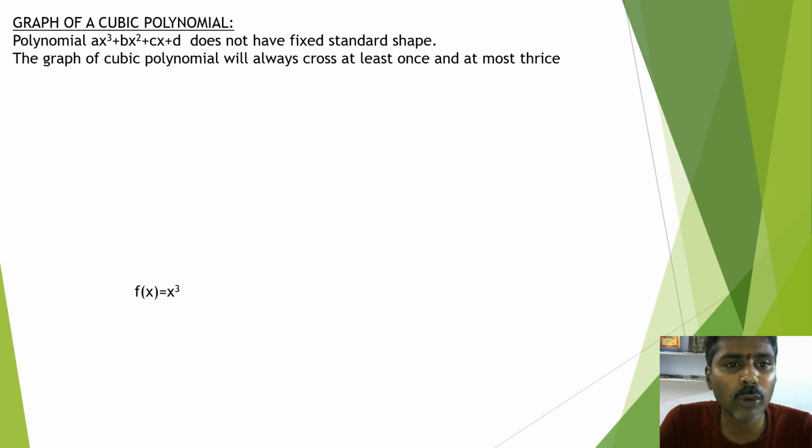The graph of a cubic polynomial will always cross the x-axis at least once and at most thrice, as we know. If it contains 3 roots, or less than 3, but at least once. In the third case of the quadratic polynomial, it doesn't reach the x-axis, but a cubic always crosses at least once. We will check how. I will take 3 different graphs here: x cube minus 4x, x cube minus 2x square, and x cube.